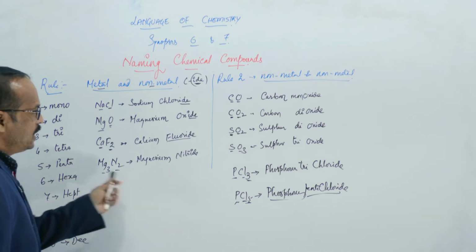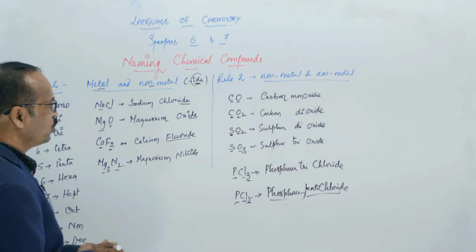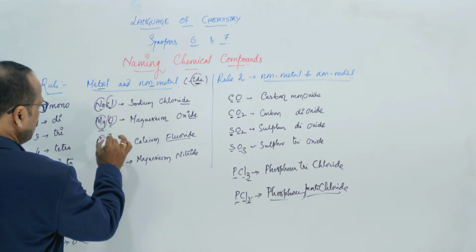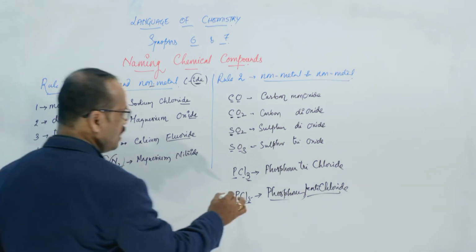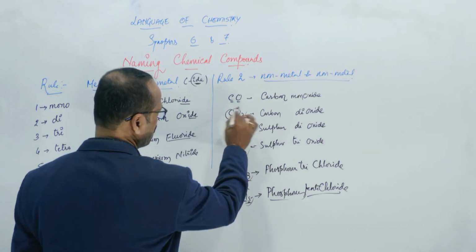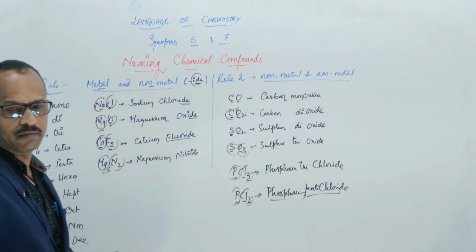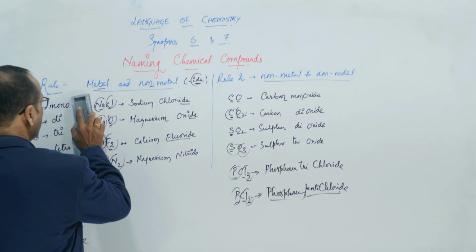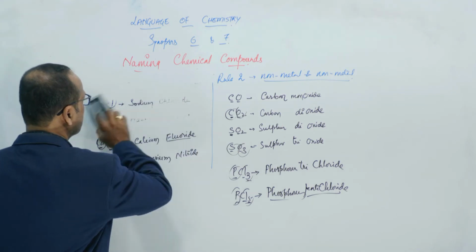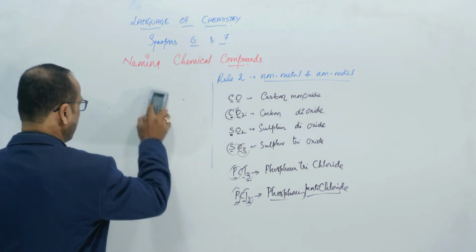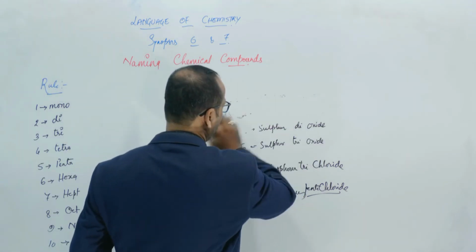So here you see, in these two rules only two elements are there. Here sodium, chlorine, magnesium, oxygen, calcium, fluorine, magnesium, nitrogen, phosphorus, chlorine, sulfur, oxygen, carbon, oxygen. Only two elements are there. So these are called binary compounds. Now we are going to go to the third rule. For the third rule, if three elements are there, then what name can we give?